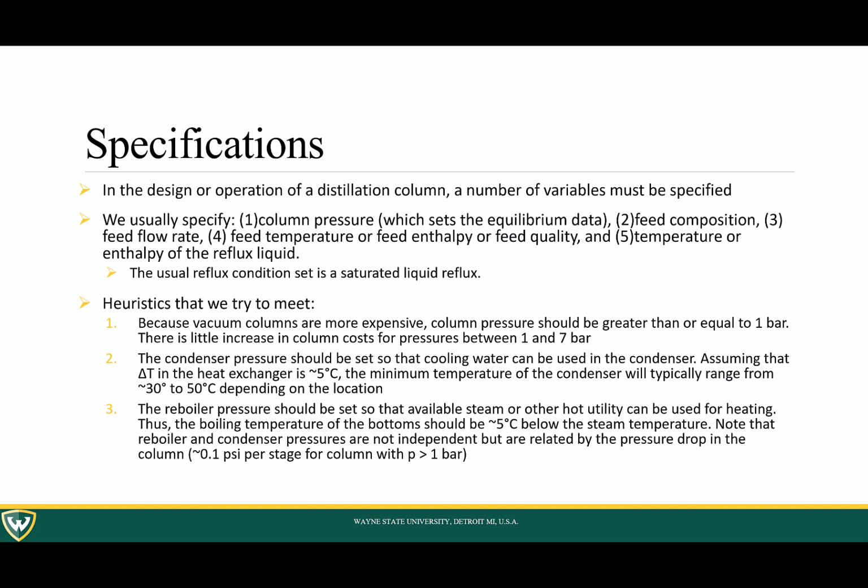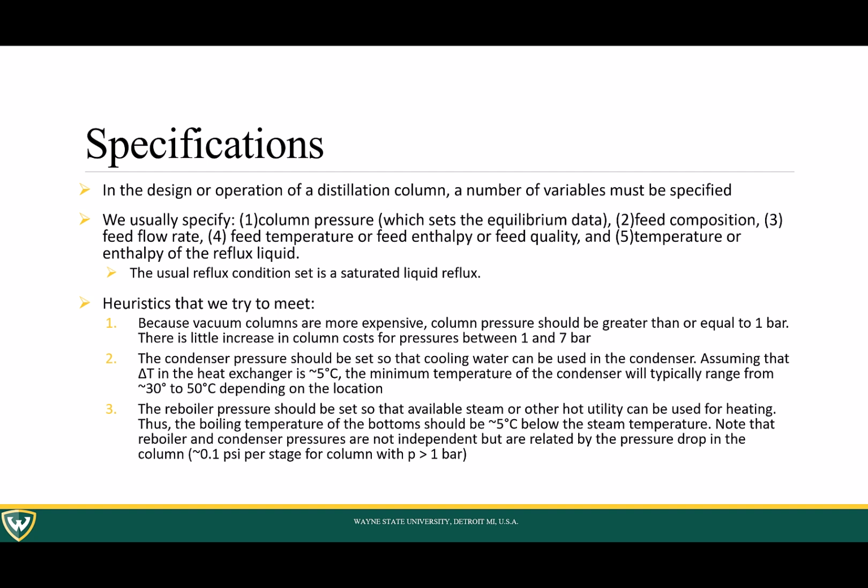So I'll talk more about that in a couple slides. So, heuristics that engineers usually try to meet when they're designing distillation columns. We don't really want to use vacuum distillation columns because they're very expensive. Typically, we want to stay at 1 bar or greater. It costs much less to operate a column between 1 and 7 bar than it does to operate outside of that range, either at a vacuum or at above 7 bar.